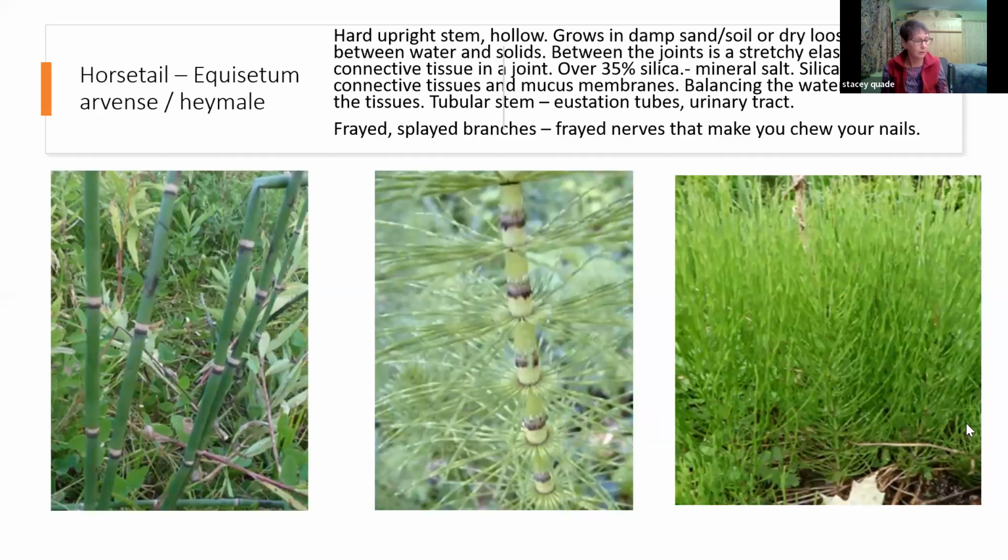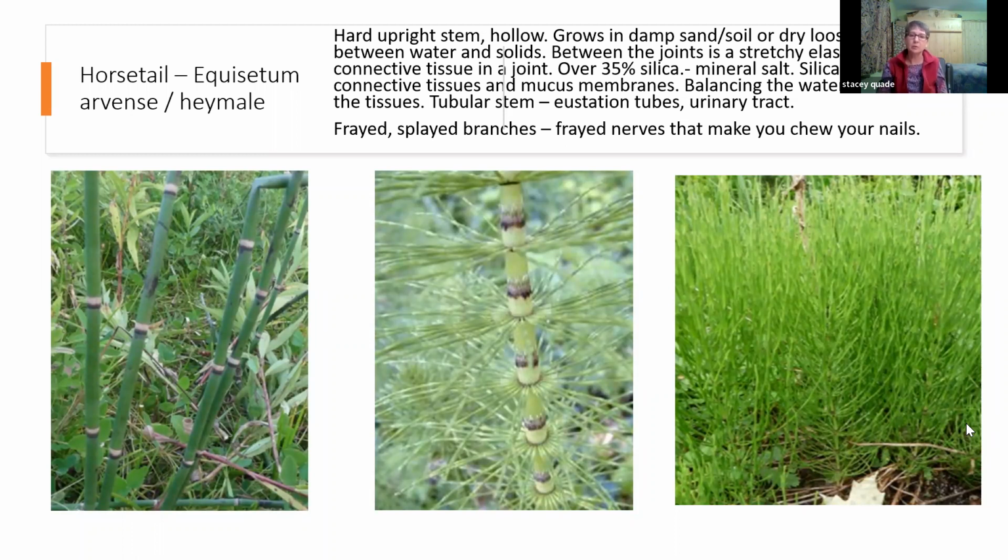Next, we have horsetail. So horsetail, you might have seen around the edges of sandy lakes where it's just getting up into where the ground is. It grows in damp sand or soil. It also can grow in some really dry, nutrient deficient soil. So it's kind of got that signature of dryness and also watery. So it helps to balance the water and the solid.